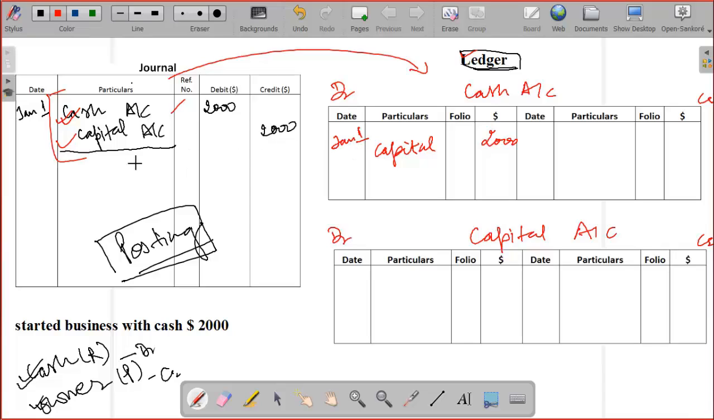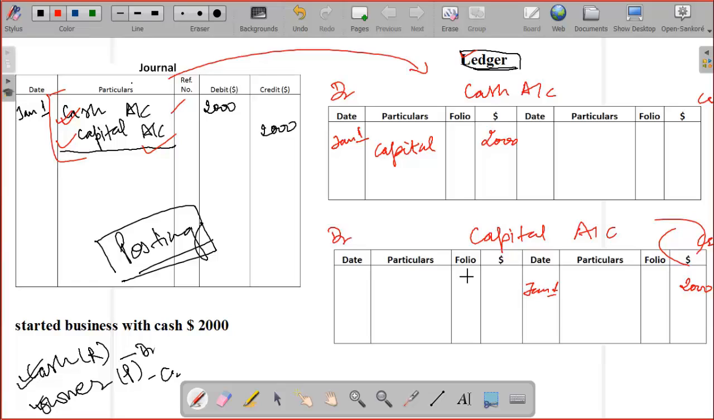Name of the opposite account. Getting my point? Now see the capital account. Next posting will take place in the capital account. Now tell me, capital account is debited or credited in the entry? So posting will take place on the credit side, because it is credited in the entry. So first write down the amount 2000 and put the date January 1st.